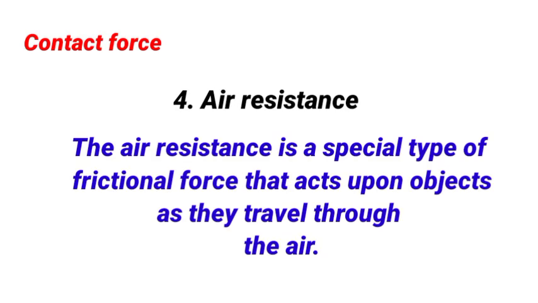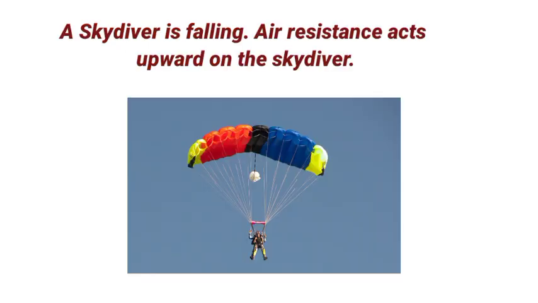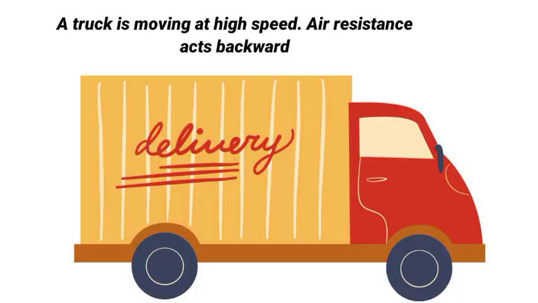Air resistance. Air resistance is a special type of frictional force that acts upon objects as they travel through the air. The force of air resistance is often observed to oppose the motion of an object. For example, a skydiver is falling. Air resistance acts upward on the skydiver. Another example is a truck moving at high speed. Air resistance acts backward on the truck.